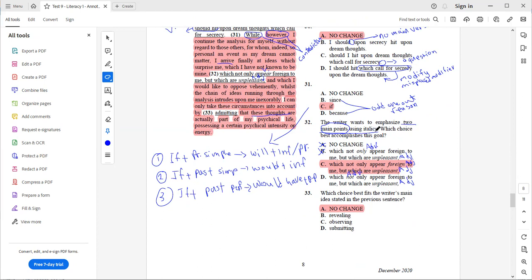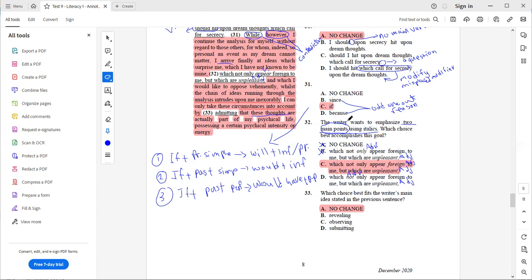So if we need to emphasize two main points, they must be parallel. If one has -ing, both of them must have -ing, or both must be verbs, or both must be nouns, or both must be adjectives. Let's look at the first one, Hamza. Here he said the italics "appear" and "unpleasant." Appear is a verb, unpleasant is an adjective. So they are not equal.